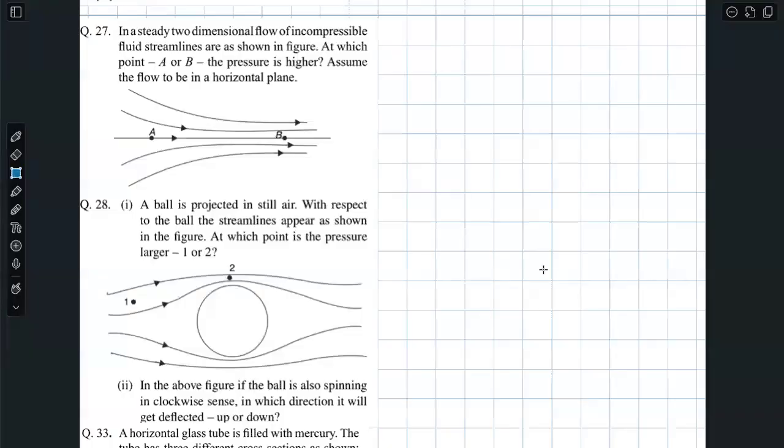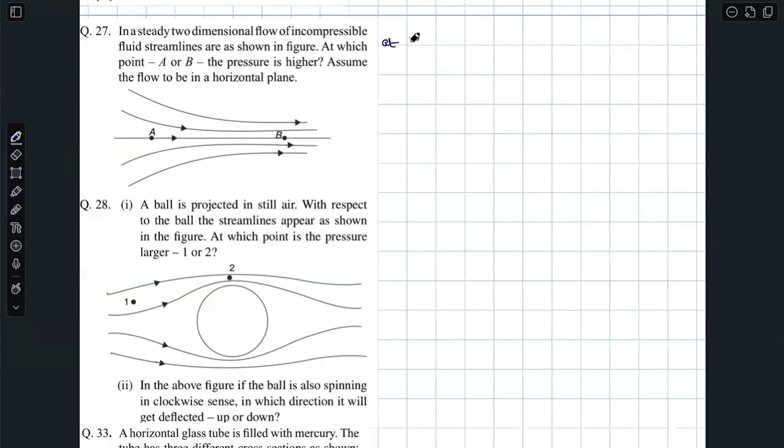What is that you are seeing in this question 27? In a steady two-dimensional flow of incompressible fluid, streamlines are as shown in the figure. It is a streamline found out at point A or point B. Which of the 2 points pressure is higher?